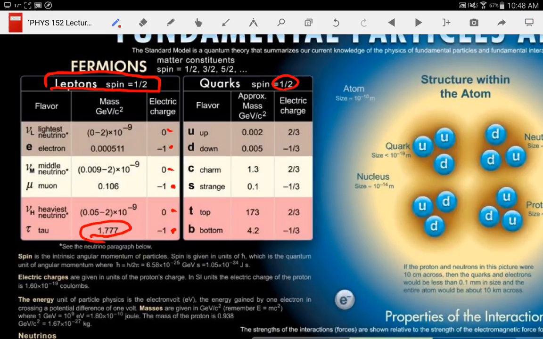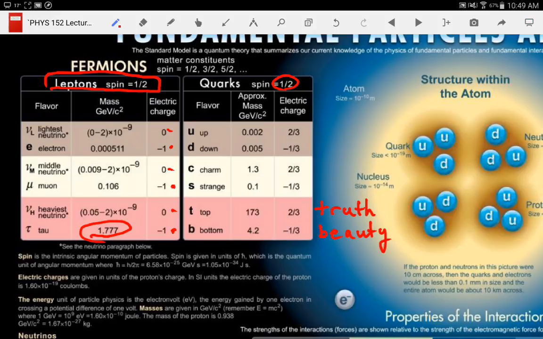Notice it says top and bottom. Top and bottom are the boring names. The less boring names are truth and beauty. They're interchangeable. You can call it the bottom quark, you can call it the beauty quark. Likewise, top quark or the truth quark. So we have these fundamental particles, once again 6 of them, plus their antiparticles.